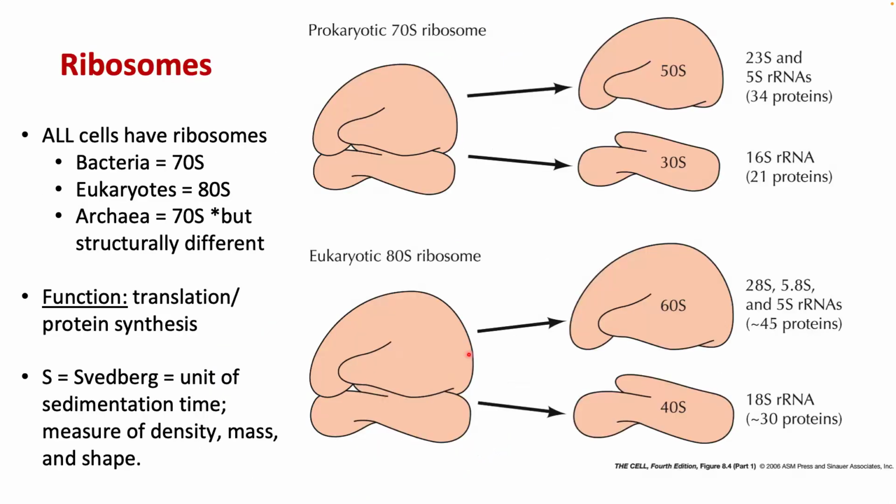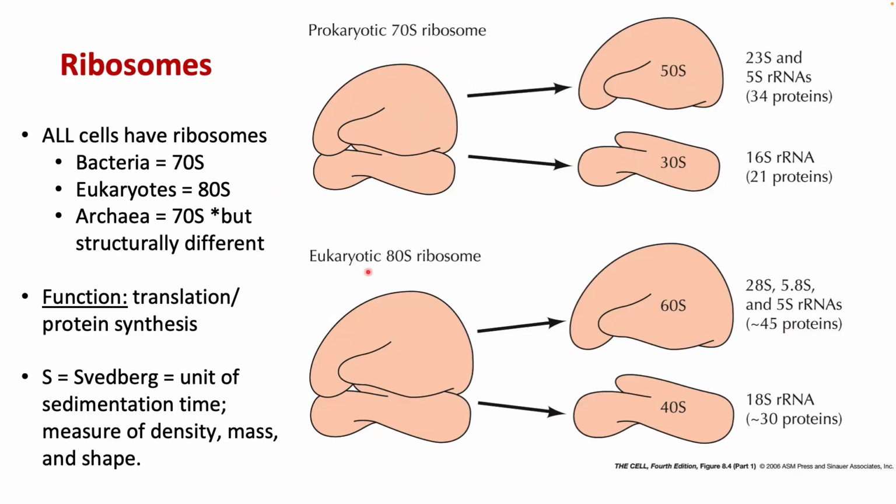So now we'll be talking of the ribosomes, which are also a subcellular organelle that we have to discuss. Ribosomes are present in all cells. For example, in bacteria, they have 70S. In eukaryotes, they have 80S. In archaea, they have 70S, but they are structurally different. So now let's talk about what these different types of ribosomes look like. In prokaryotes, we have the 70S, which is made up of both the 50S and the 30S. Basically, the 30S fits right under the 50S.